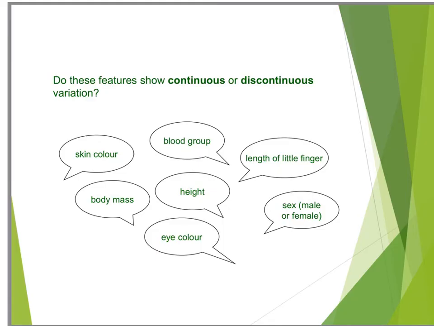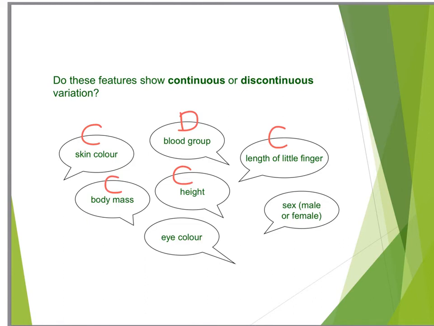Now, let's have a look at this. Pause the video for 30 seconds and work out whether you think these show continuous or discontinuous variation. After 30 seconds, you can unpause it. If we look at skin colour, we've said earlier that you can't divide people into groups. There are gradual differences, so that means it's continuous. Anything else that's continuous? Body mass, your weight, is continuous, and height we said was continuous. The length of your little finger is going to be continuous. Blood group, you can put people into groups, so it's going to be discontinuous.